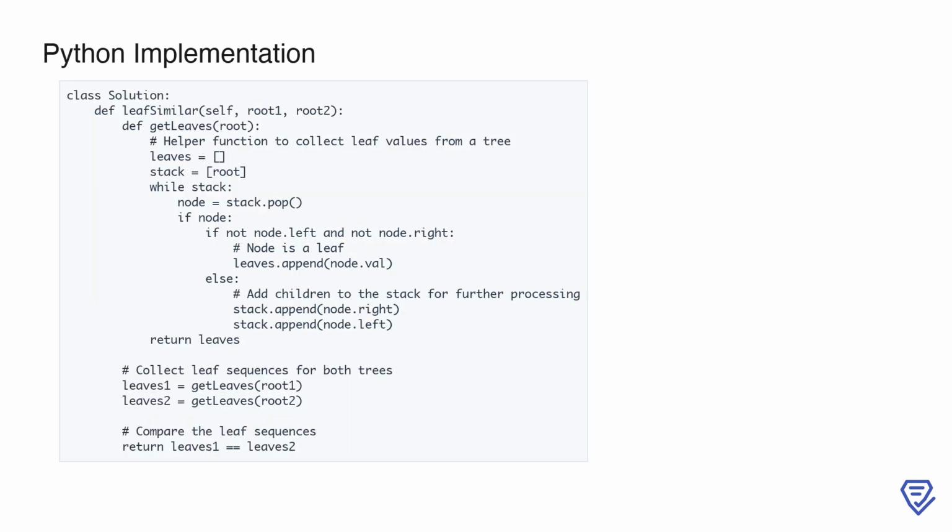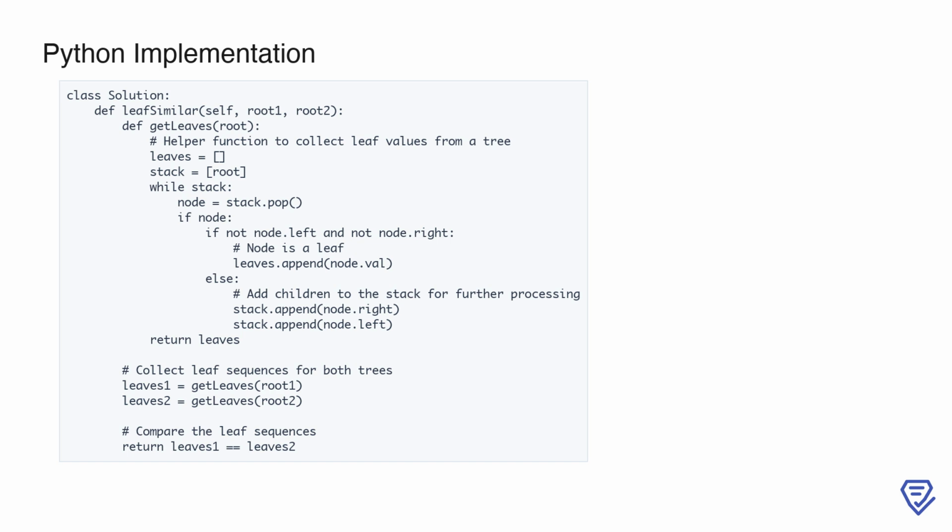The provided implementation solves the problem of determining if two binary trees are leaf similar by comparing their leaf node sequences. Here's the explanation. 1. The leafSimilar function takes two parameters, root1 and root2, which are the roots of the two binary trees. 2. The helper function getLeaves is defined to extract all the leaf node values from a given tree. It uses an iterative approach with a stack to traverse the tree.